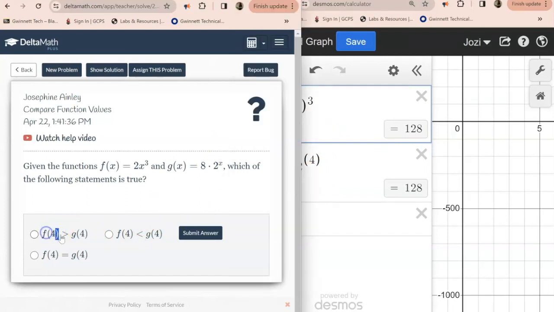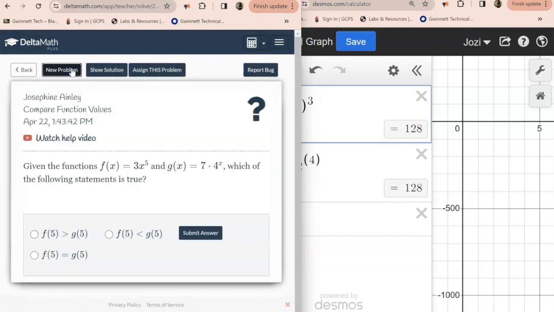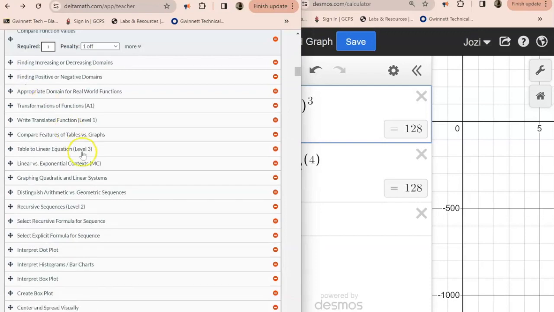Is F greater than G? Is this greater than this? No. Is it less than? No. Is it equal to? Yes, it is. All right, so you're just going to put this in the calculator and you're going to compare. And that's the thing about comparing things, you're doing both of them at the same time. All these questions are similar, so I'm not going to do another one.